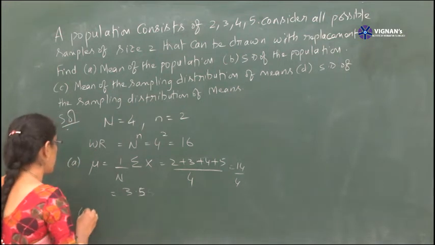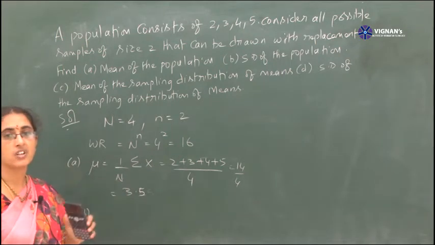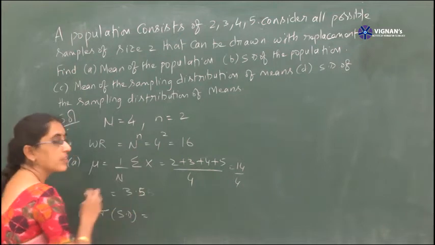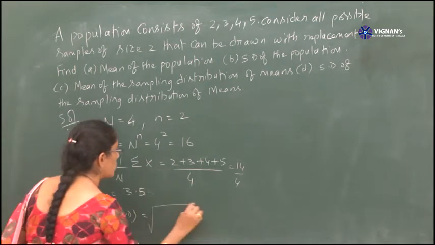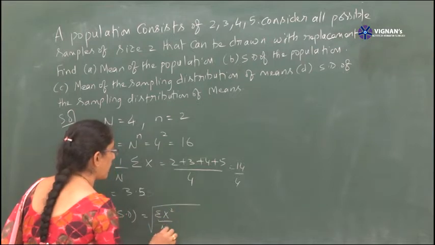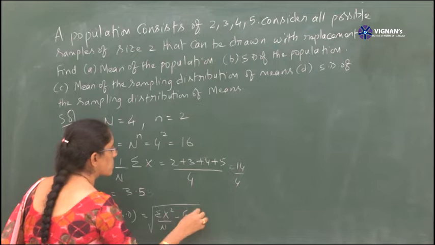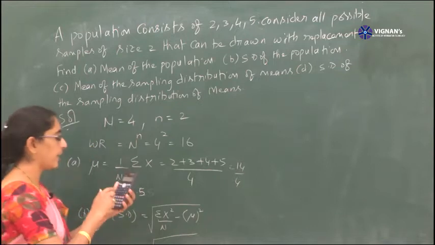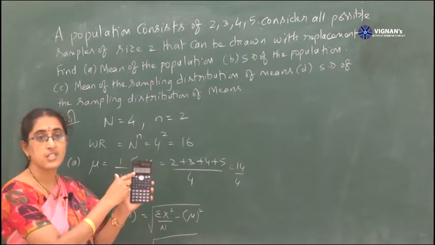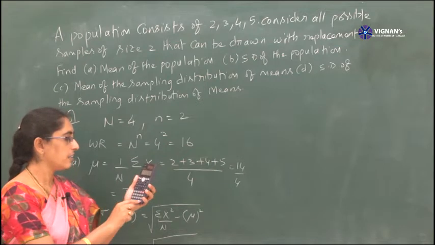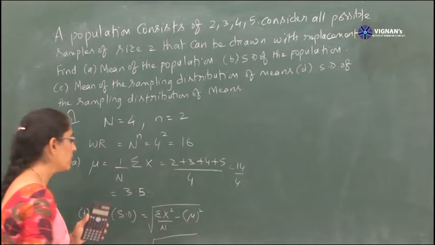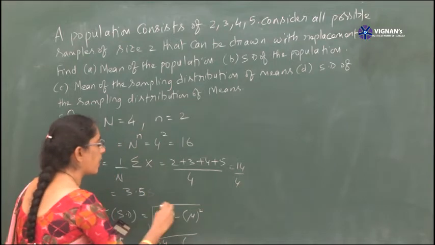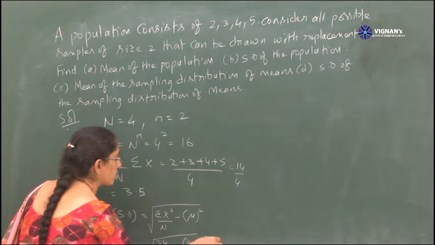Then the second part is to find the standard deviation of the population. Standard deviation is denoted by sigma. It is given by the formula root over summation x square by n minus mu square. Now again press shift 1. Summation x square is option 1. So 1 equal to, it is 54. So 54 by the number of elements, which is 4, minus mu square, meaning 3.5 whole square.